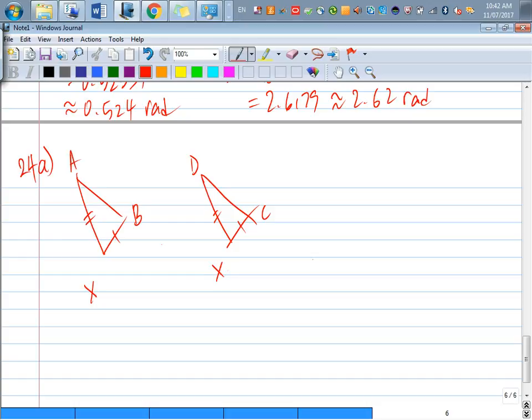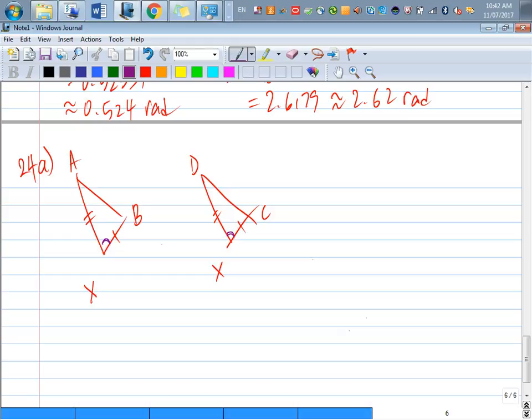What is the simplest way, which is the simplest test to use now? I have a side, I have another side. So yes, we should be going for SAS, where the angle is nestled between the two sides. So this is the purple angle we want to prove that they are the same. So looking back in your diagram, AXB, in your question paper, AXB and DXC. Just use your pencil and identify where these angles are. That is what we need to prove.